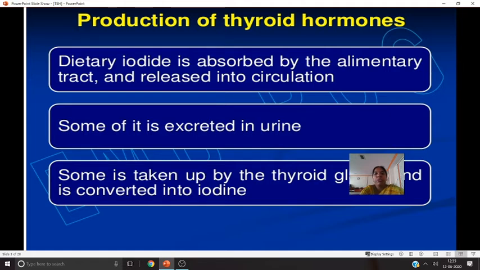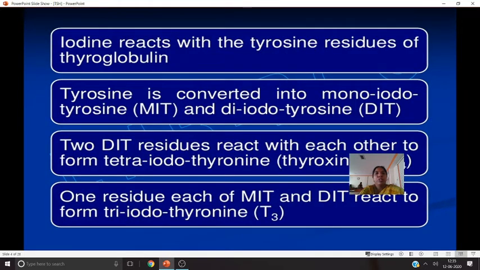The iodide is converted into iodine by the thyroid gland. Iodine reacts with the tyrosine residues of thyroglobulin. Tyrosine is converted into monoiodotyrosine, MIT, and diiodotyrosine, DIT. Two DIT residues react with each other to form tetraiodothyronine, that is thyroxine or T4. So this is the T4.